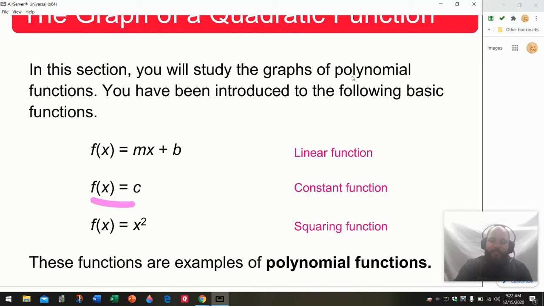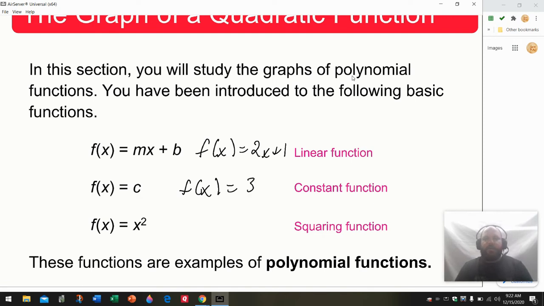This second one, f of x equals c, would be a graph of a constant. And a constant graph would be something on the order of like f of x equals 3, right? So that would be just a graph of a straight line. It would be a straight horizontal line crossing the y-axis at 3. And so it's called a constant because it doesn't matter what number is inputted into that function, the output will always be 3. The last one you see here is called the squaring function.